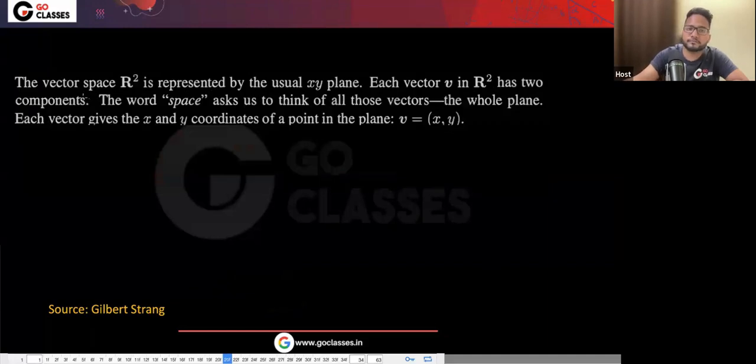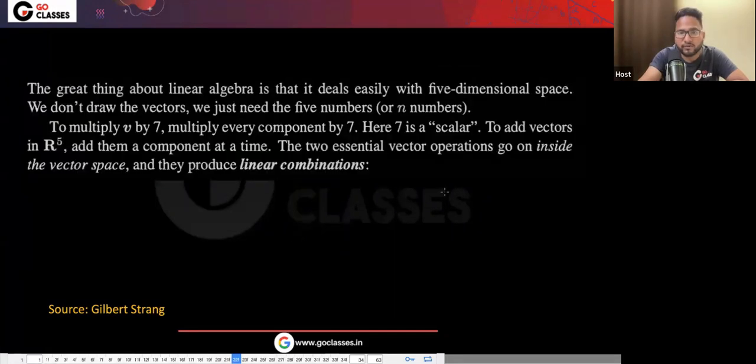The vector space R2 is usually represented by the xy plane. Each vector v in R2 has two components. The word space asks us to think of all these vectors. So basically, R2 contains all the vectors of this form, having x and y components, right? Let me read some more definitions.